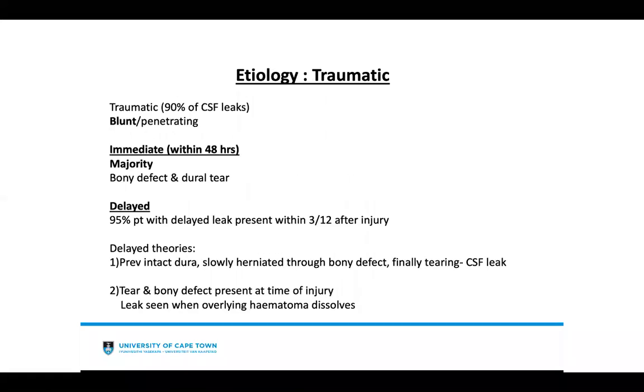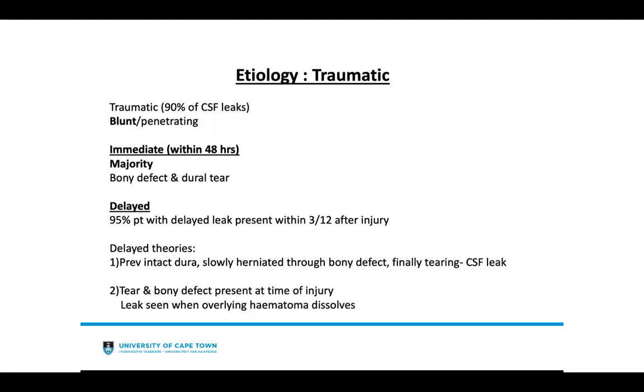If we move on to the traumatic group of CSF leaks, these really form the bulk. So these are around 90% of CSF leaks. The majority of these are blunt, but you can have penetrating trauma causing traumatic CSF leaks. They are really divided into 2 groups. Traumatic CSF leaks are divided into immediate, that classifies as within 48 hours, and that's by far the majority of CSF leaks. There you might be able to see a bony defect and get an impression of a dural tear. As is evident, often these patients come with CT imaging, as referred by our neurosurgical colleagues.